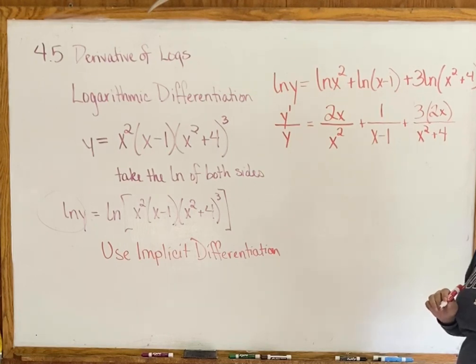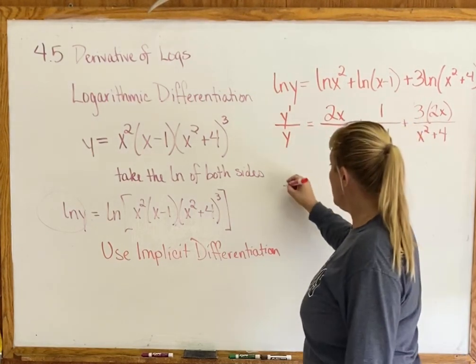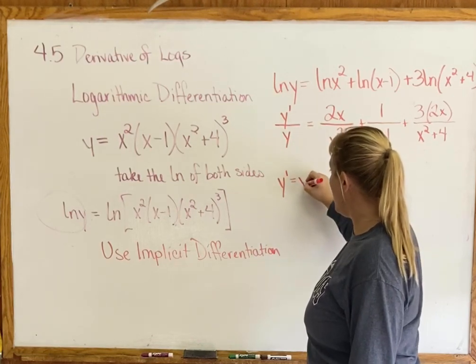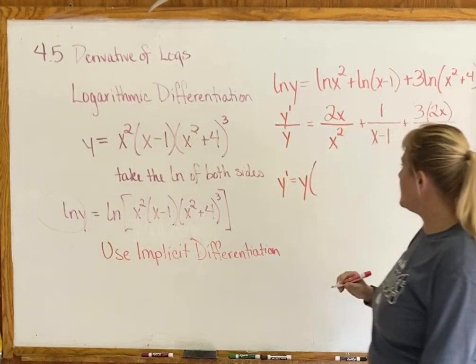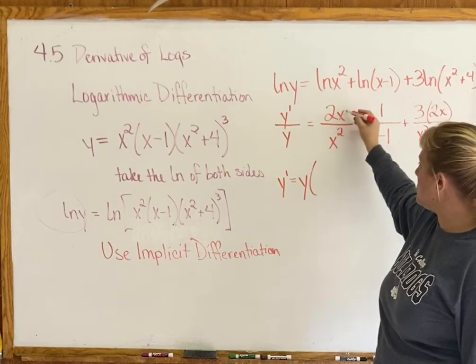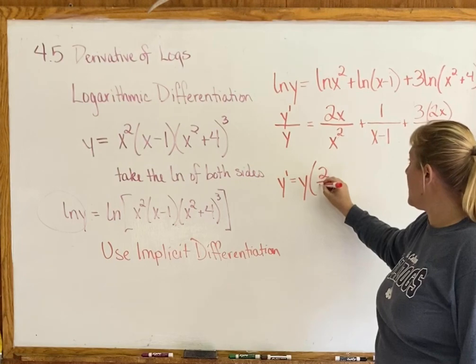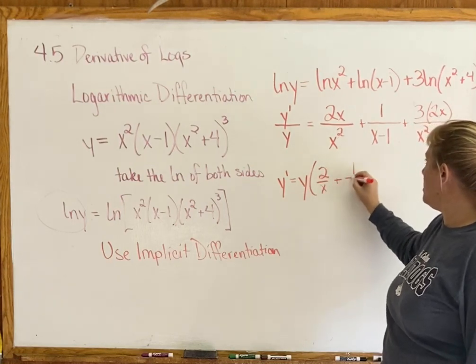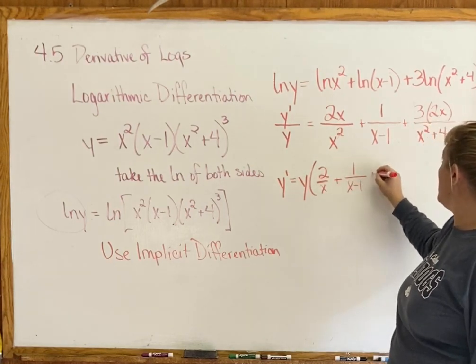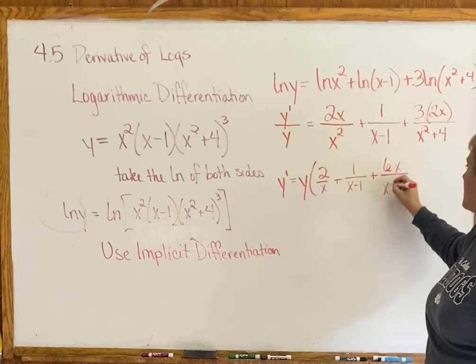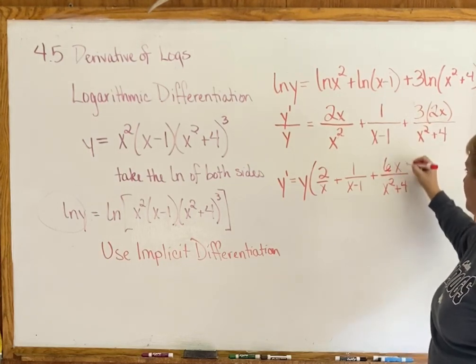And then one more thing you have to do, because we want y prime alone, so we say y prime equals, and we're going to multiply both sides by the y. So you put y times, and then let's do a little simplifying there. 2 over x plus 1 over x minus 1 plus 6x over x squared plus 4.